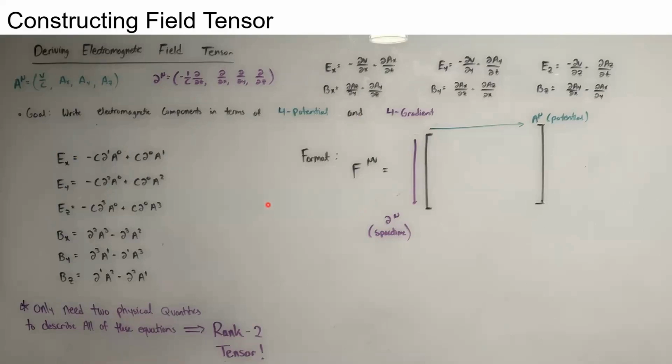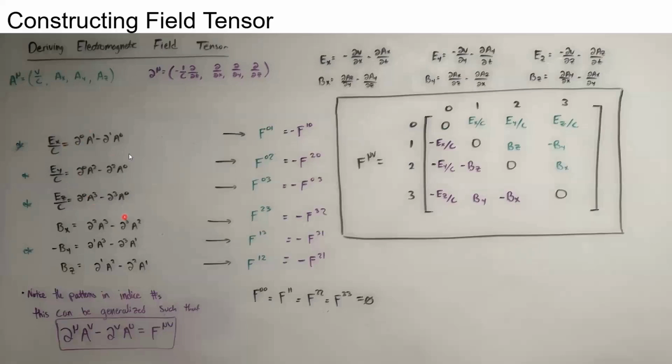Now, if we think back to the beginning of this, what can we do if we only need 2 physical quantities to describe all these equations? We can put them into a rank 2 tensor, a 4-dimensional rank 2 tensor, which is a matrix. So I've gone ahead in the next slide and rearranged all the electric field equations, moved c to the other side so that they all take on the same form here. And I've also solved for the negative y component of the magnetic field, and we'll see why in a second.